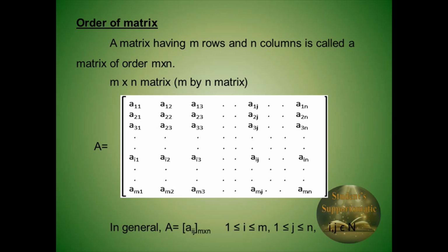Okay, so here in aij, the i must always be between 1 and m. It starts with 1, which means i is always greater than or equal to 1 and less than or equal to m. Similarly, j must be between 1 and n. And i and j must be natural numbers. This is about the order of the matrix.